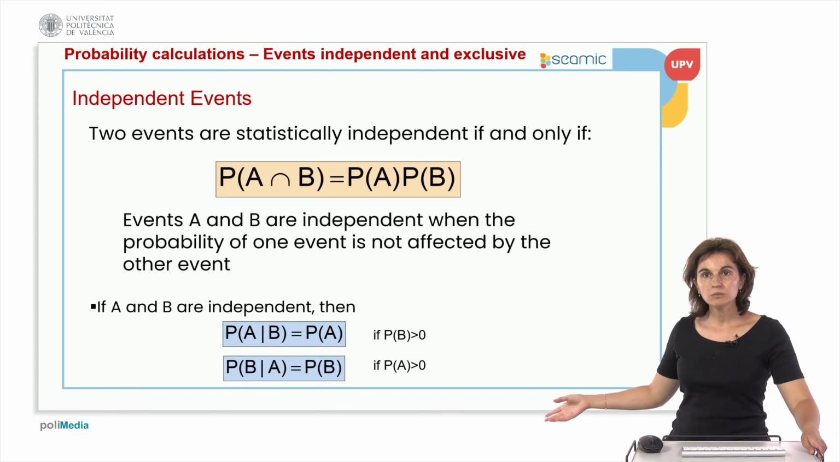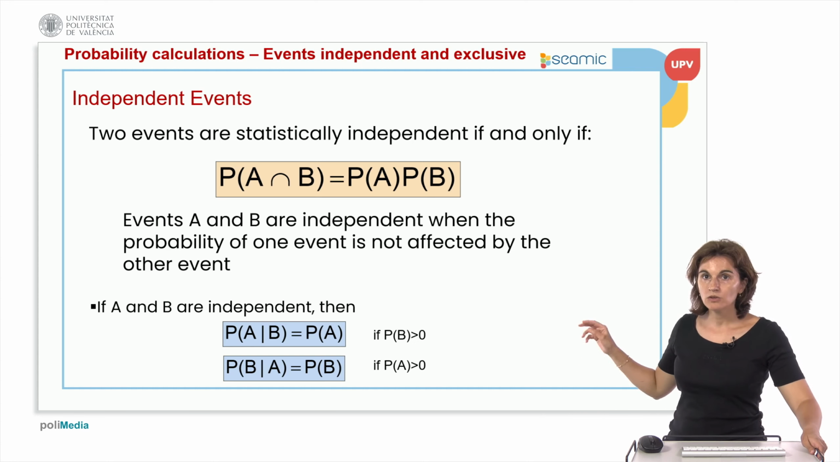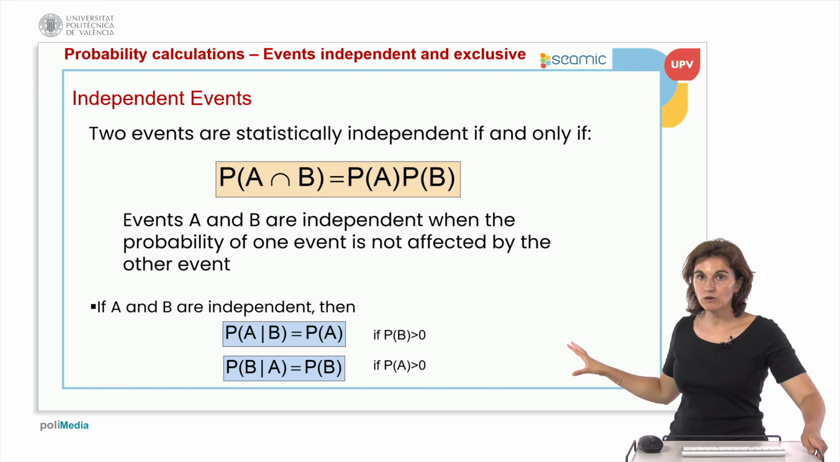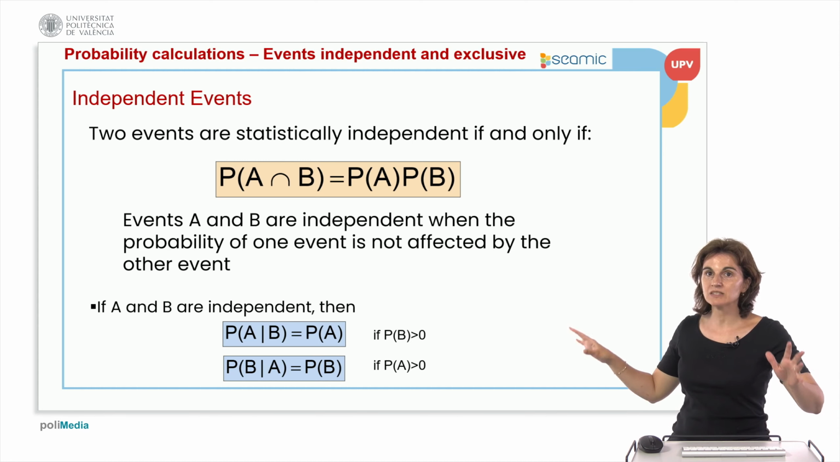And of course, we need to work with non-impossible events. We are always referring to events whose probability is not null. There is some probability that each of these events happens or not.